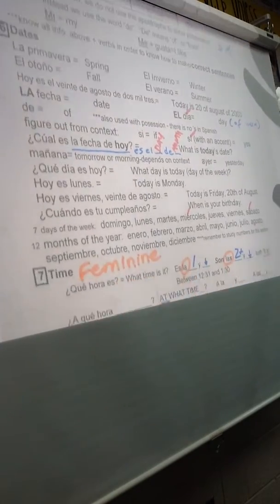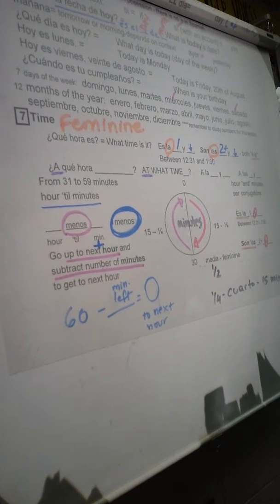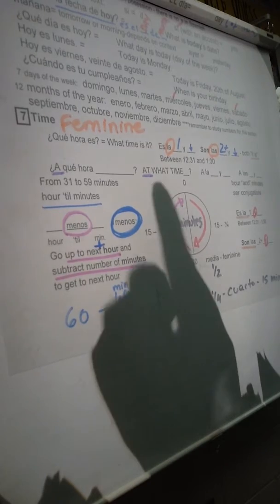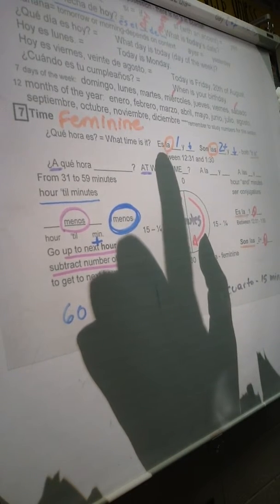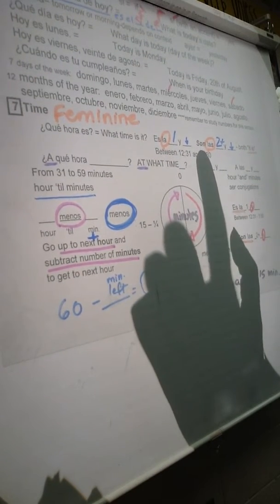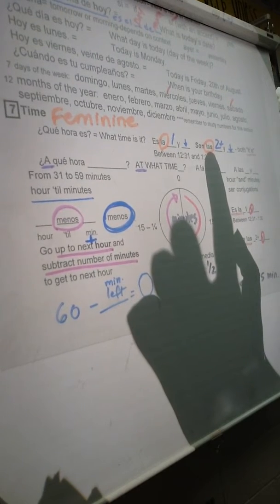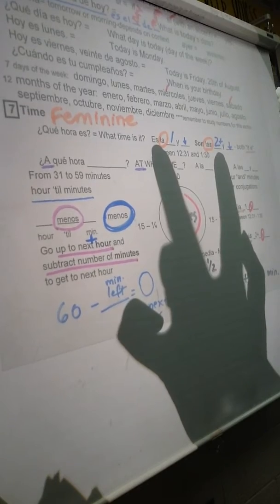Alright, time. Time is a tricky one because first let me remind you that time is feminine. So that's why we have la with it. Es la we only use with the hour being 1. So it should make sense to you, especially now at the end of Spanish 1, that es is singular and la is singular, so you're only going to use it with the number 1. Son is plural, las is plural. You're only going to use it with the hour being 2 or more. So those are your 2 decisions for the hour.